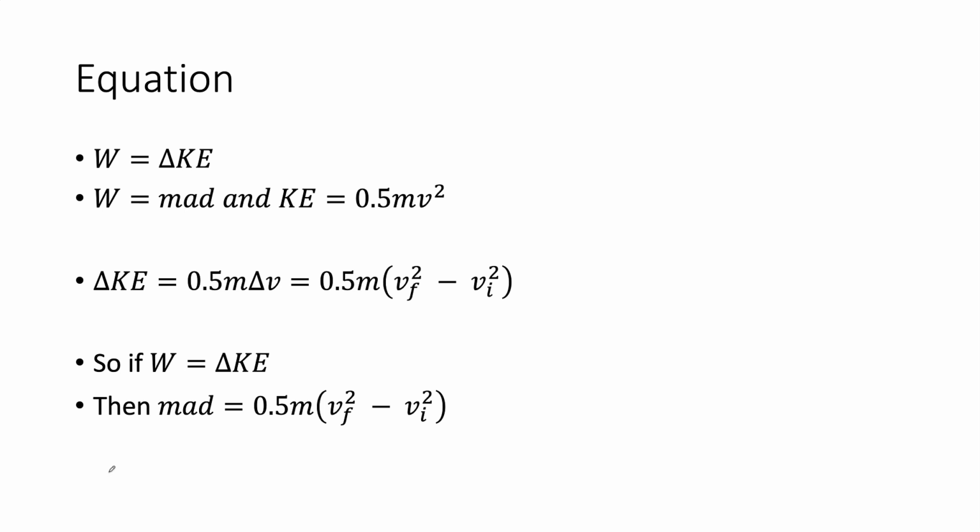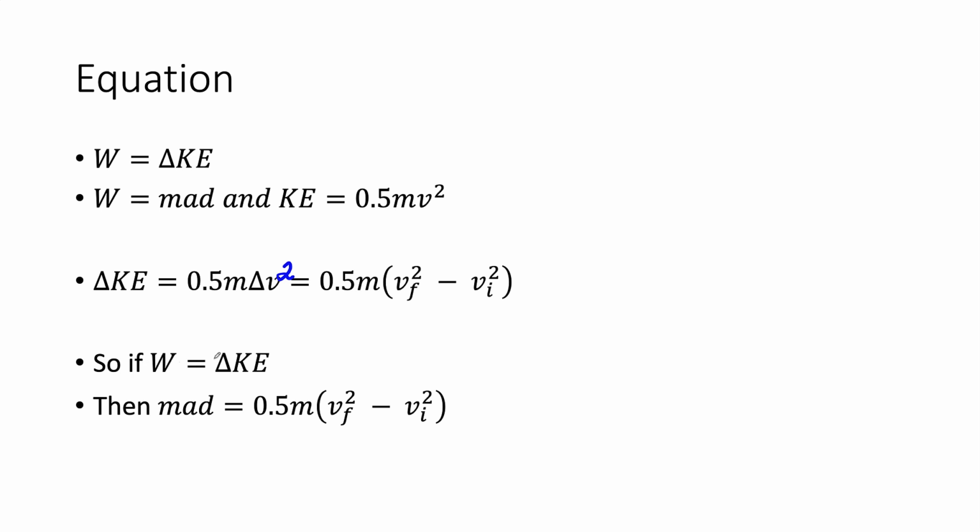Now work is actually MAD, and we may have to put the cosine of theta in there, but for most of these problems, we don't have to worry about that. Kinetic energy is 0.5 mv squared. But the change in kinetic energy that we really need is 0.5 times the mass times the change in velocity squared. And I'm missing the square there. Sorry, that's my fault. So let's put a 2 there. And that's equal to this.